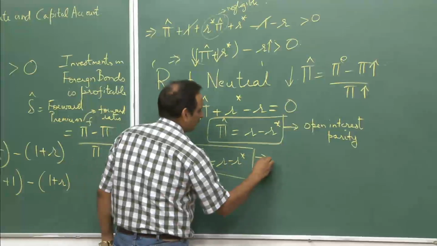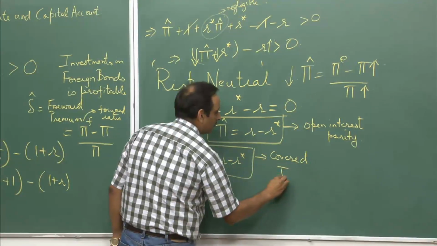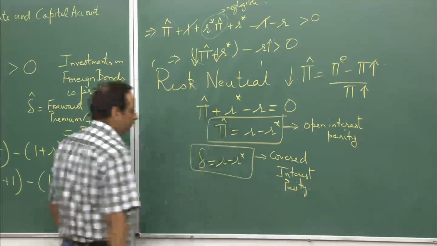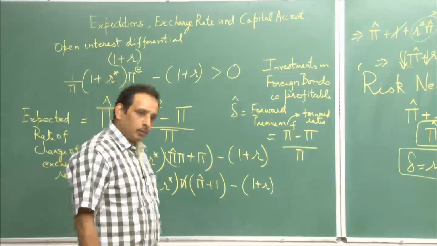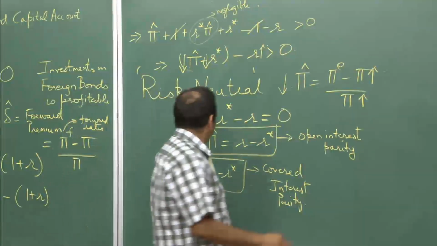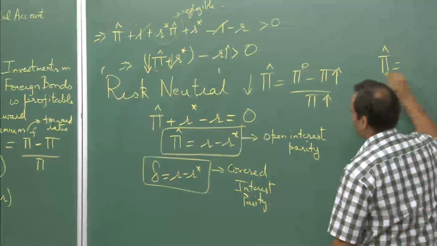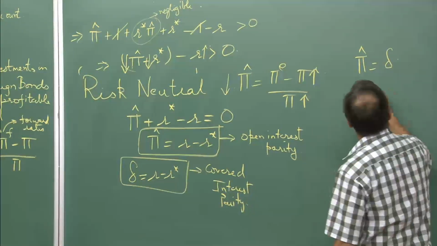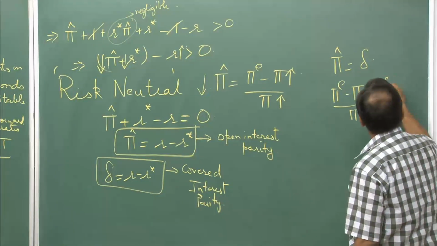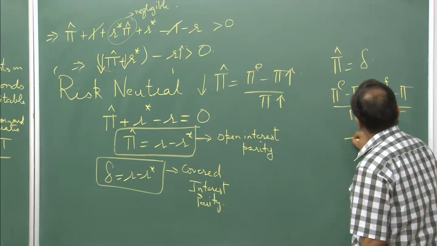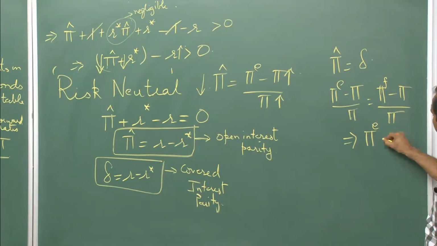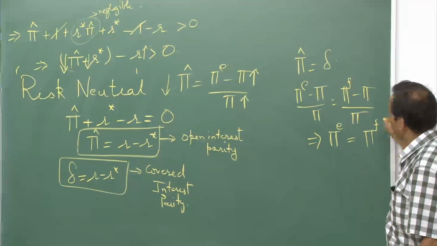This is the covered interest parity. So, in case in the economy you have both uncovered and covered interest parity, you would have pi hat equal to delta, which is (pi e minus pi) by pi equal to (pi forward minus pi) by pi. This would mean that the best predictor for the expected exchange rate is the forward rate.